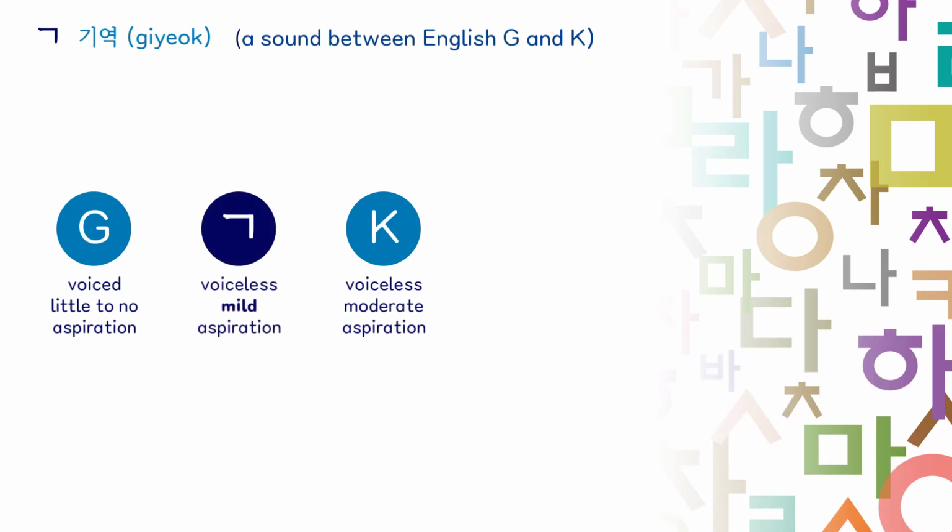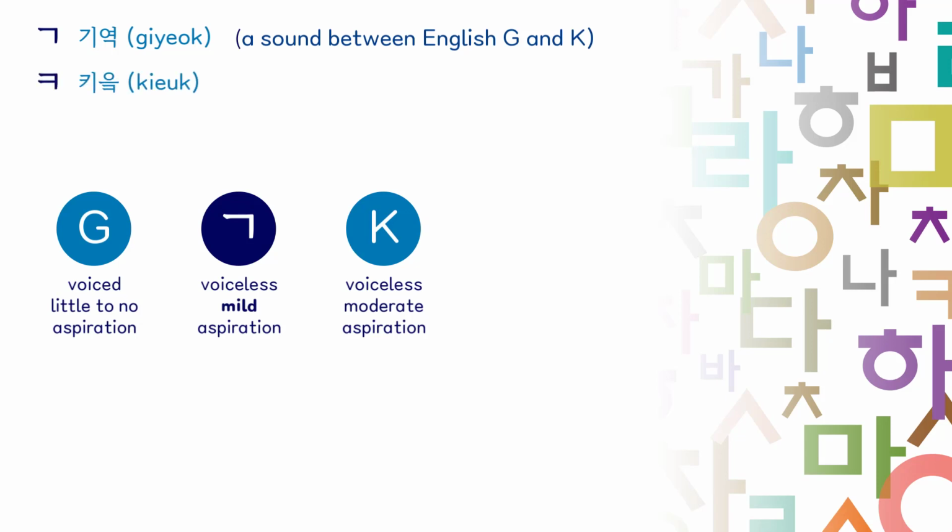Now, 기역 is a voiceless sound with mild aspiration, meaning that there is no vocal cord vibration and the sound is produced with some air coming out of your mouth, but a lot less than K. And it's this small amount of air coming out of the mouth that gives 기역 a hint of K sound. So it's 그, 그, 그. And although 기역 has this K sound, the level of aspiration is much less. So that's why we tend to think of 기역 as a sound somewhere between G and K sound.